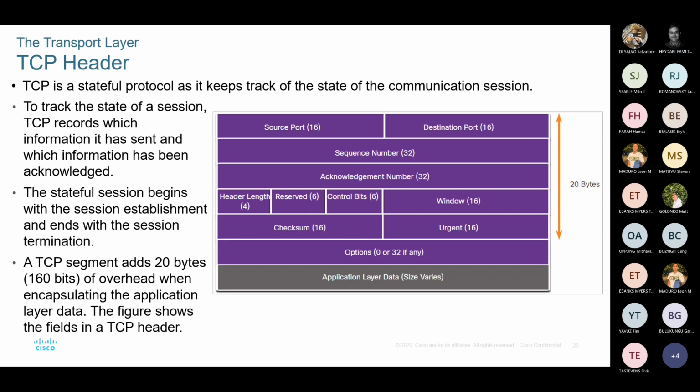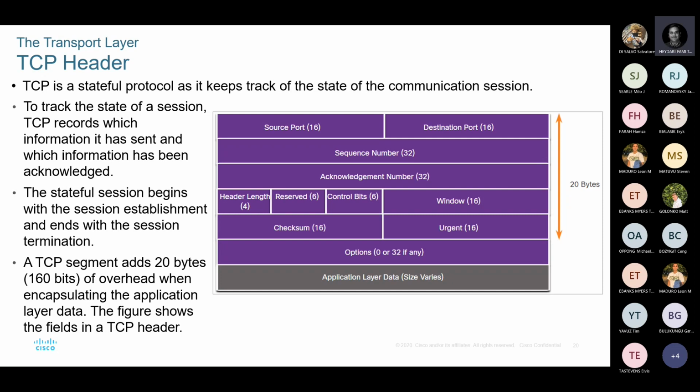So you have source port and destination port. Those are two applications associated to those ports. So on the sender side, the application is associated to source port, some number, and on the destination side, that application is going to be associated to some number again. Then you have sequence number and acknowledgement number.